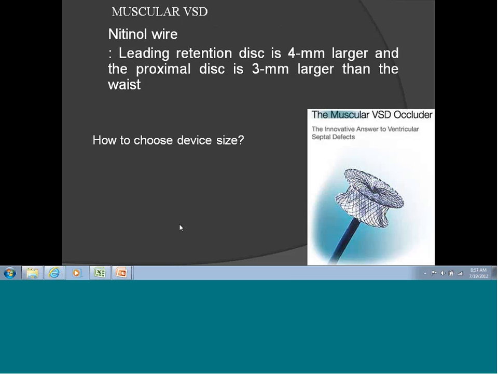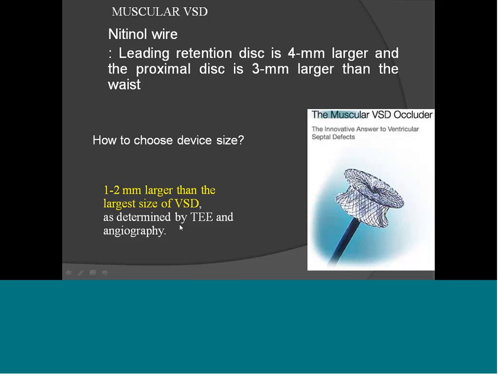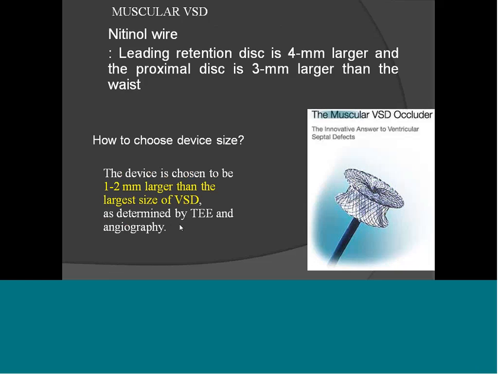If you measure the VSD as 8, you're going to use something 1 to 2 millimeters larger than the largest size of the VSD as determined by TEE and angiography. Please remember this point: you don't take the size in systole when it's squeezed down. Take the largest size as determined by TEE and angio, and then choose a device 1 to 2 millimeters larger. So you reduce your risk of embolization. If your largest size is 8 mm, you can choose a 10 millimeter device.